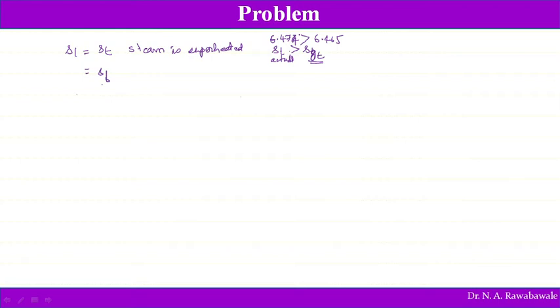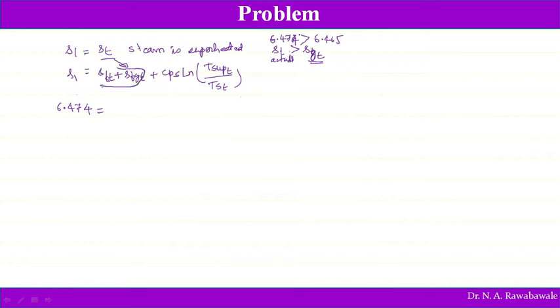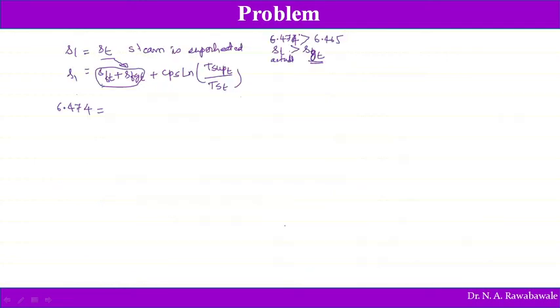Therefore, S equals SFT plus SFGT plus CPS natural log of T sup T divided by TST. Now S1 value we know, S1 is equal to ST, so this equation is written for ST. S1 which we have calculated is 6.474. So 6.474 is equal to SFT plus SFGT, which we have already calculated as the entropy of dry saturated steam, 6.465.